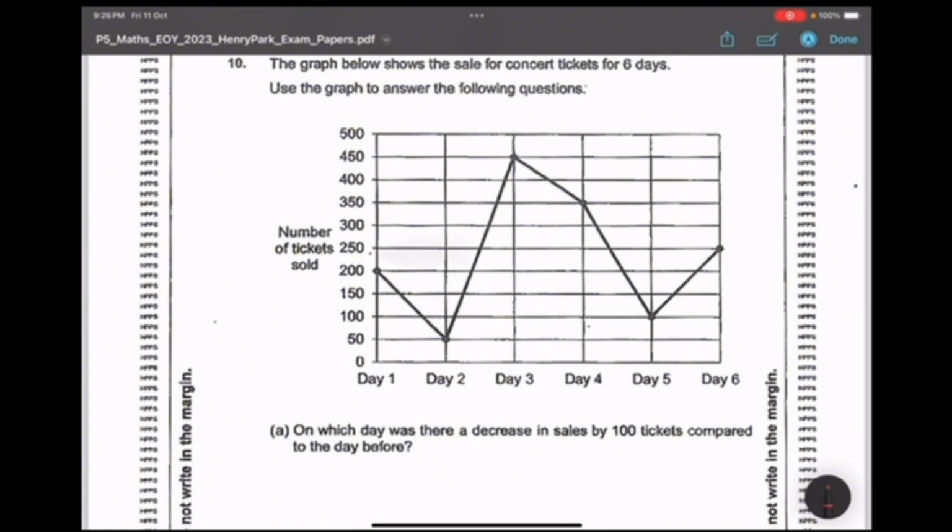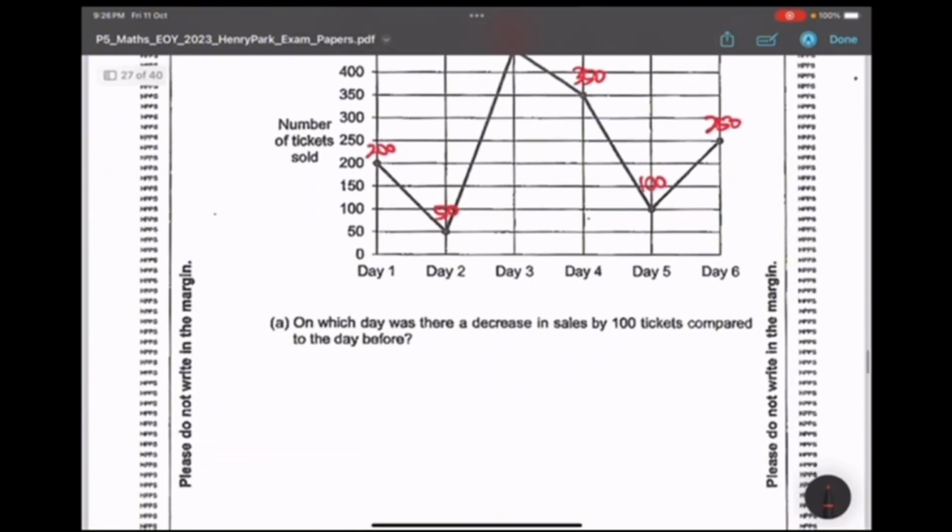Alright, so we have 200 for day 1. For day 2 we have 50. Day 3 we have 450. Day 4 we have 350. Day 5 we have 100. And lastly, day 6 we have 250. Alright, let's look at question A.